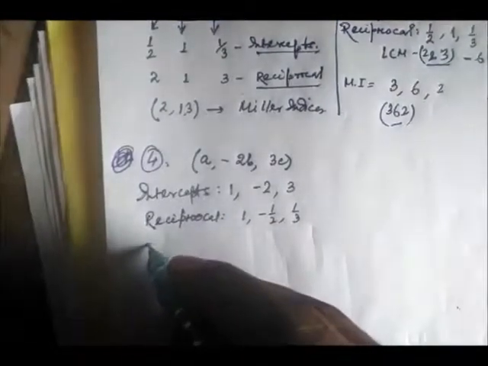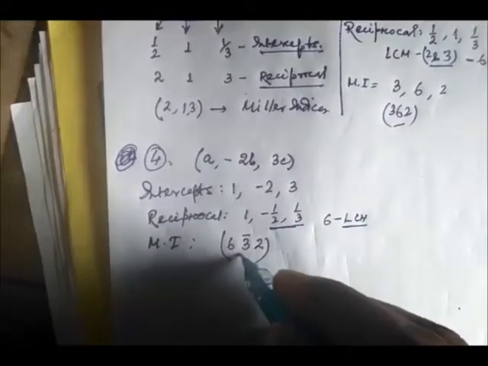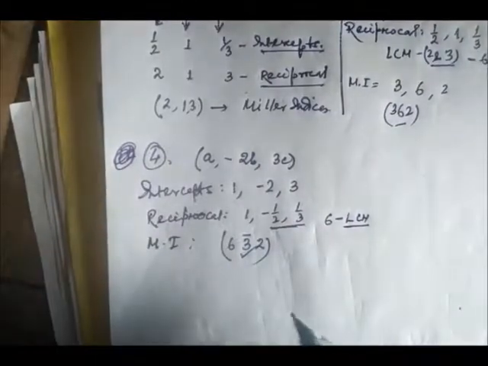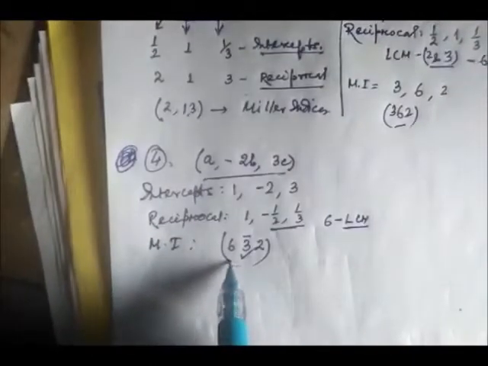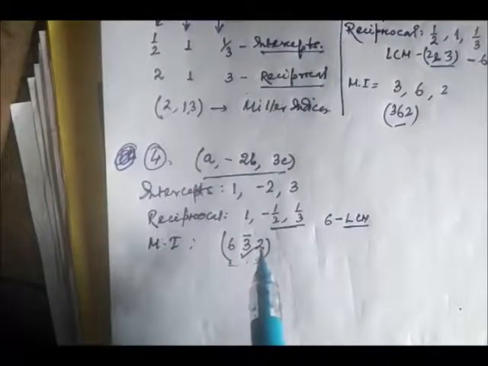Now take the Miller indices. The LCM of these is 6. This is the LCM. So Miller indices will be 6, and here it is 3 bar, this 2. This becomes minus 3, so this will be 3 bar. Right? So for this plane, the Miller indices is 6, 3 bar, 2.